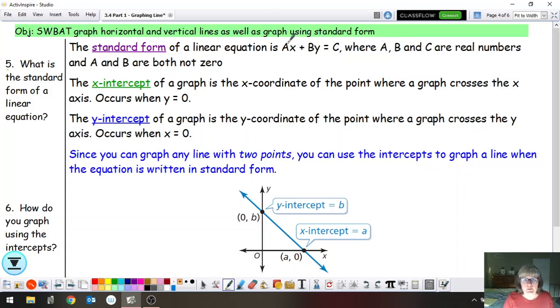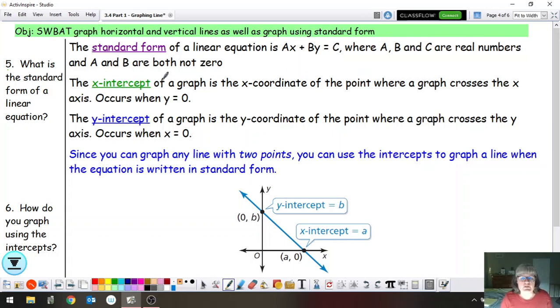And a could be 1. So in that case, you might just see x, or you might just see a y with no number in front of it, if b were 1, as long as we have real numbers. So ax plus by equals c, where a, b, and c are real numbers.